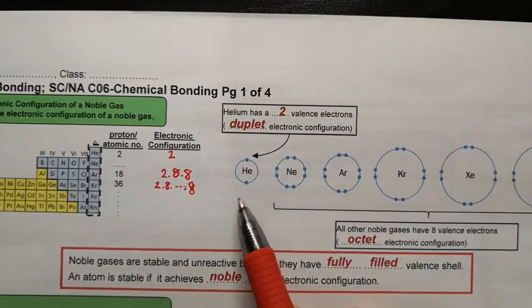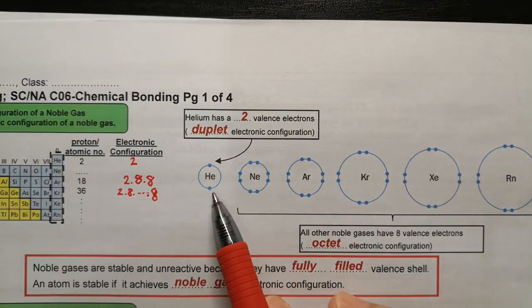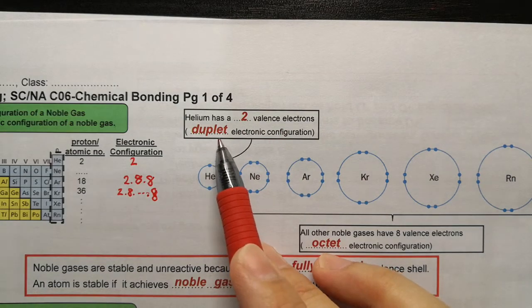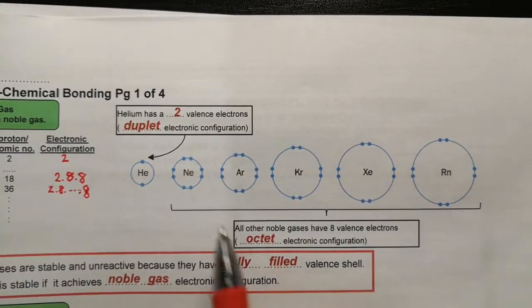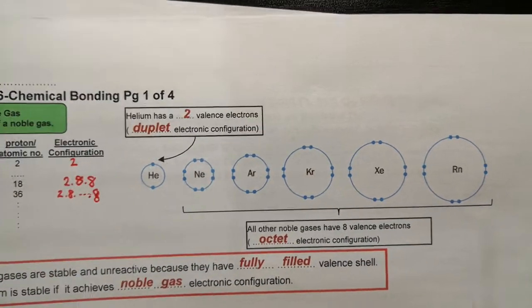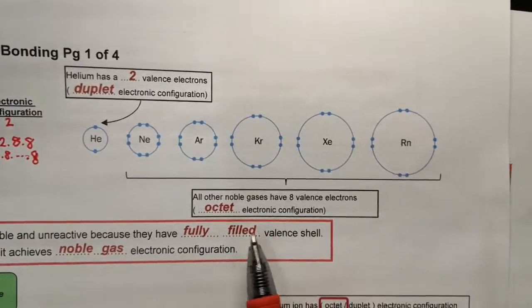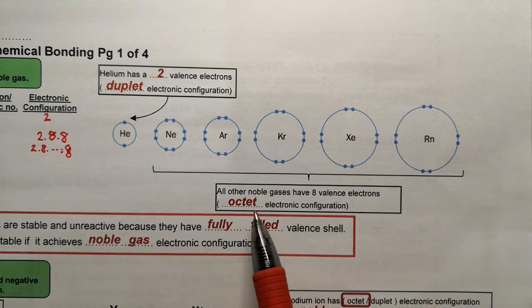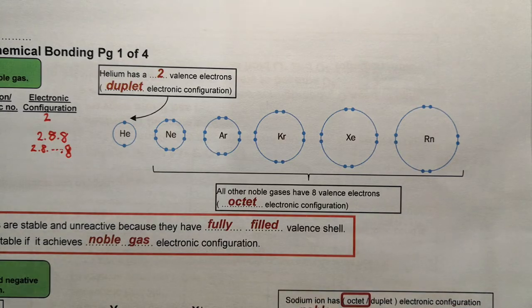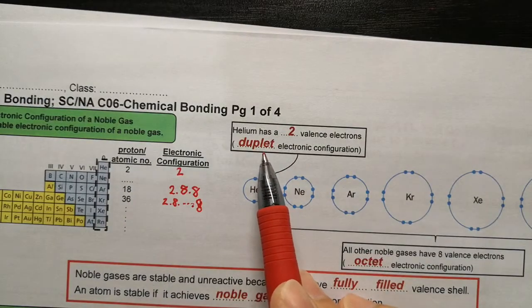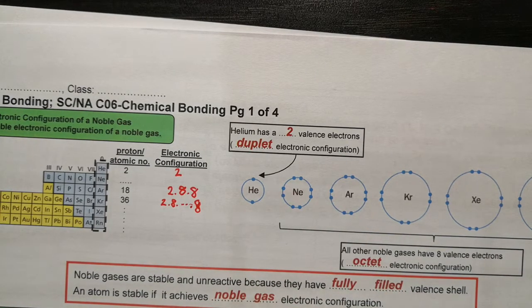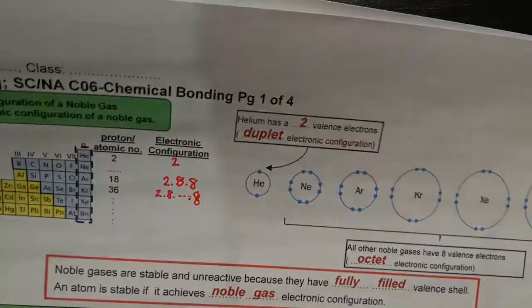So these are the noble gases. Helium has 2 valence electrons, so it is said to have duplet electronic configuration. The rest of the noble gases all have 8 valence electrons, and they are said to have octet electronic configuration. You need to bear in mind the meaning of octet electronic configuration: it means it has 8 valence electrons. What is the meaning of duplet? Duplet electronic configuration means that it has 2 valence electrons. So these two are very important terms.